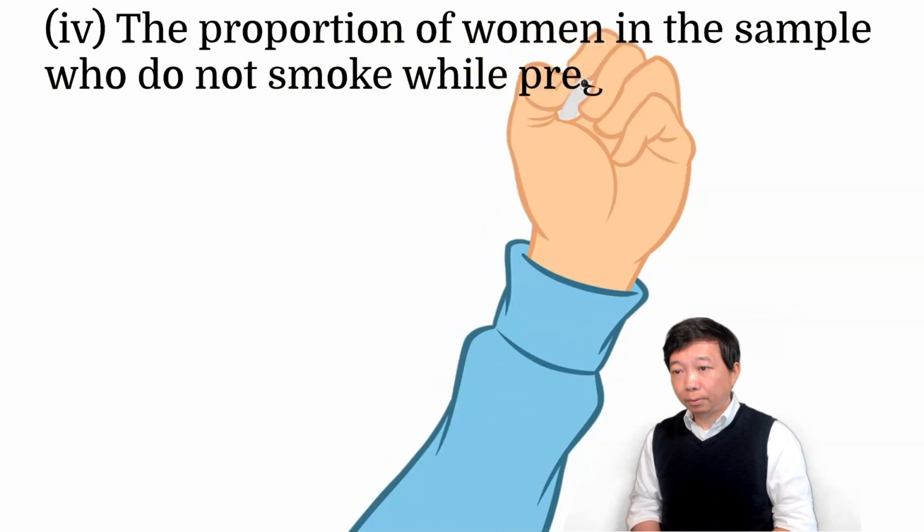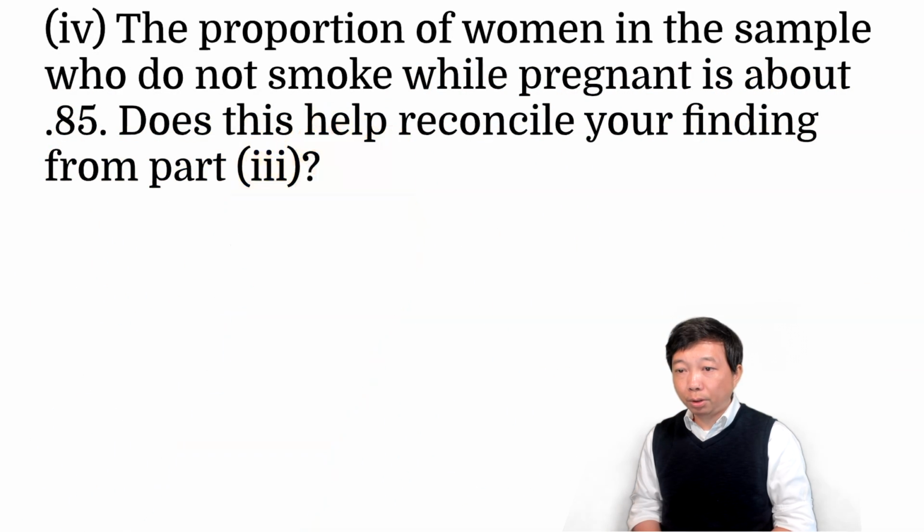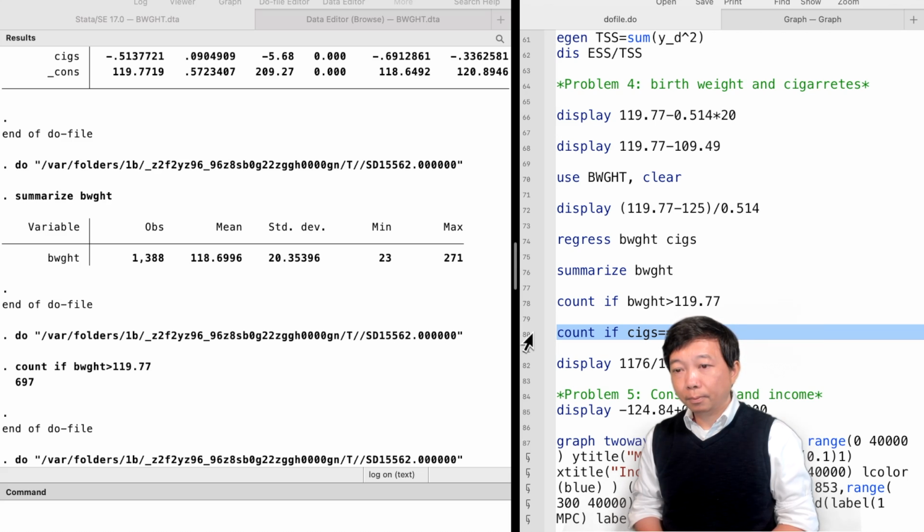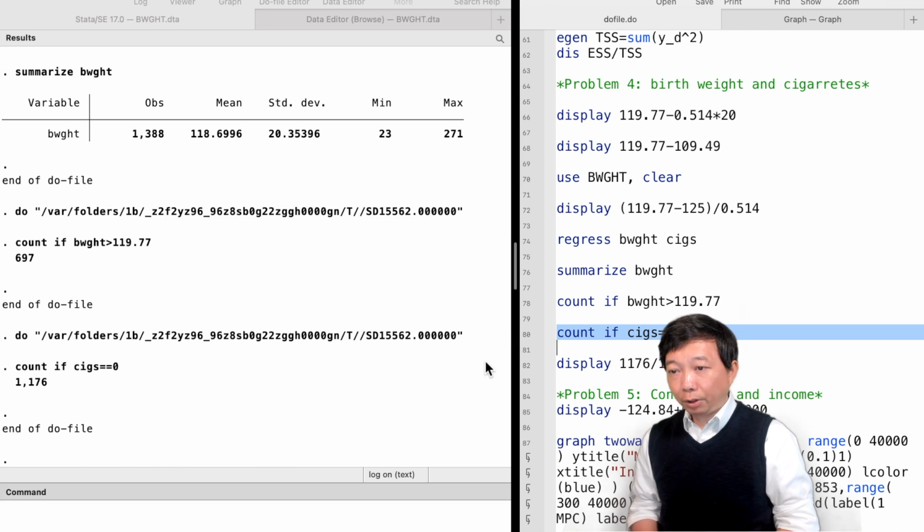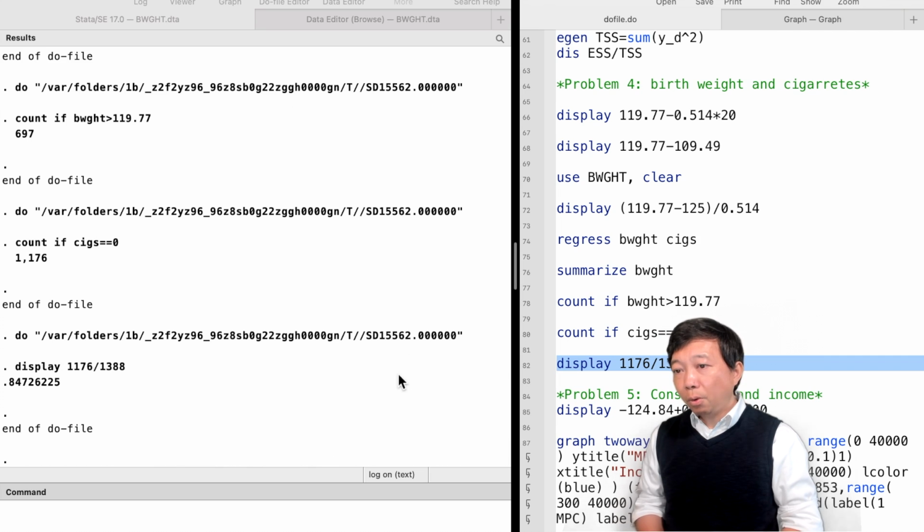Here's the fourth question. The proportion of women in the sample who do not smoke while pregnant is about 0.85. Does this help reconcile your finding from part 3? About 85% of the women do not smoke during their pregnancy. There are more than 1,000 actual values of the childbirth weights for the women who did not smoke. But there is only one fitted value of 119.77 if the woman did not smoke, because the cigarette is the only explanatory variable in the simple regression model. It leads to poor fit.